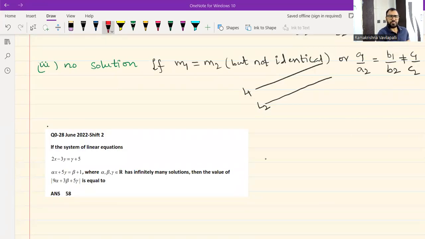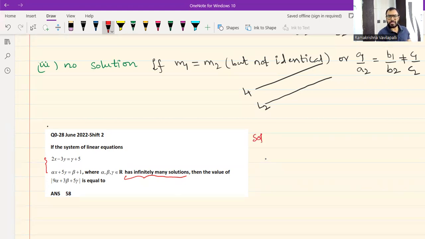Here is a question asked in JEE Main 2022. They have given a system of linear equations in two unknowns, x and y. The system has infinitely many solutions, and they ask for the value of the modulus of 9 alpha plus 3 beta plus 5 gamma. For infinitely many solutions, a1 by a2 equal to b1 by b2 equal to c1 by c2, so only one line.